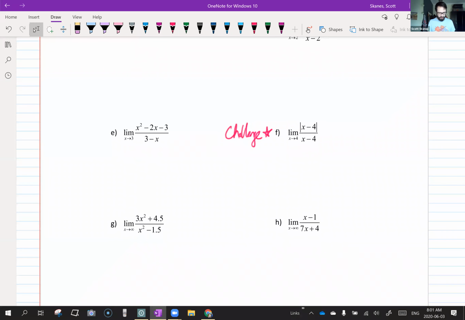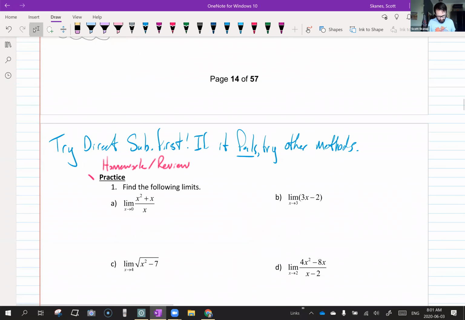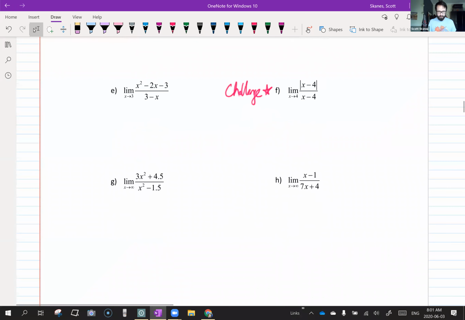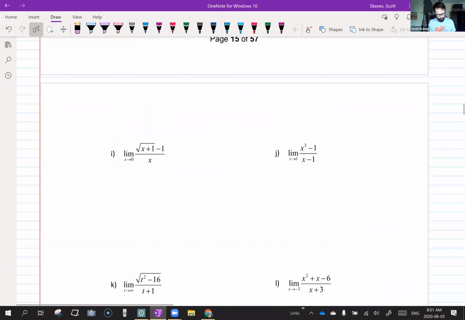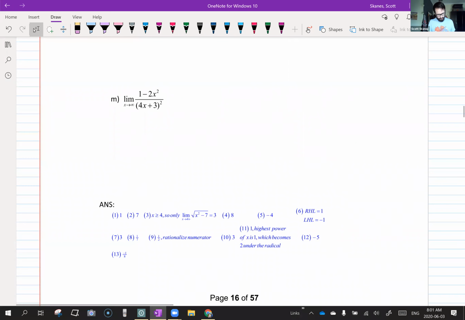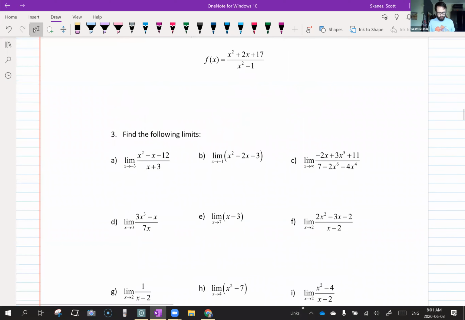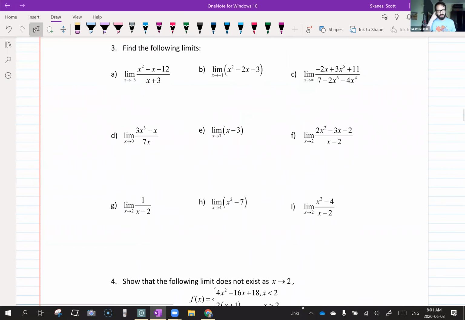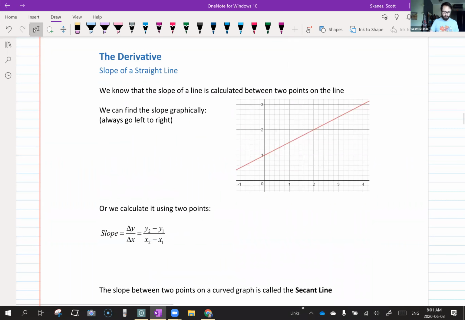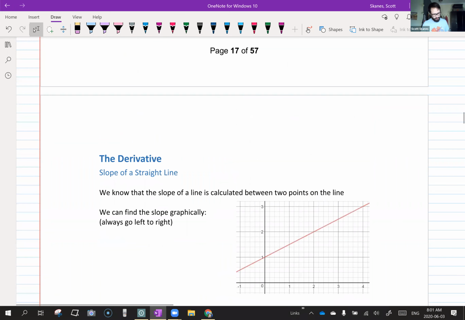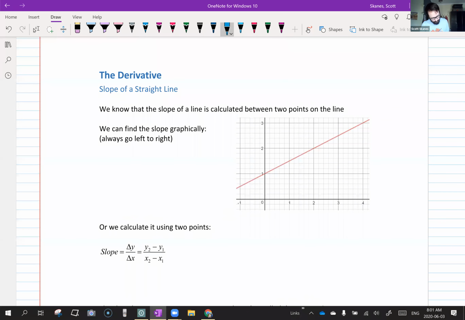Make a note that on page 15, F is a challenge question. It's a little tricky. I would never ask it on a test. I think there's maybe another challenge in here, but just keep them the same difficulty that I've been giving you this whole time. I can come back to that before the test and review if you want. But we got to move on to page 18, the derivative.